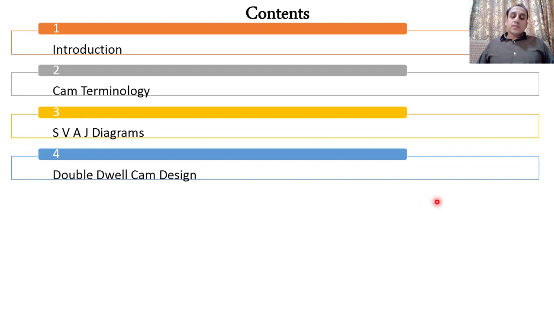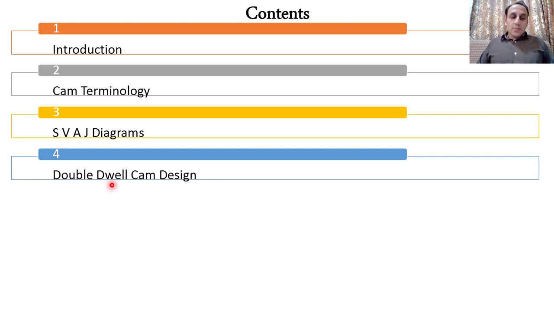In the end, we will discuss double dwell cam design. We discussed the term dwell in our previous lectures. Dwell means a pause. So whenever there is a requirement of a pause in a mechanism, then we use the cam follower mechanism. We discussed the Geneva mechanism and the ratchet pawl mechanism. In all of those mechanisms, there was a dwell, a pause during the course of the motion. So whenever there is a requirement of dwell in the motion, then we use the cam follower mechanism.